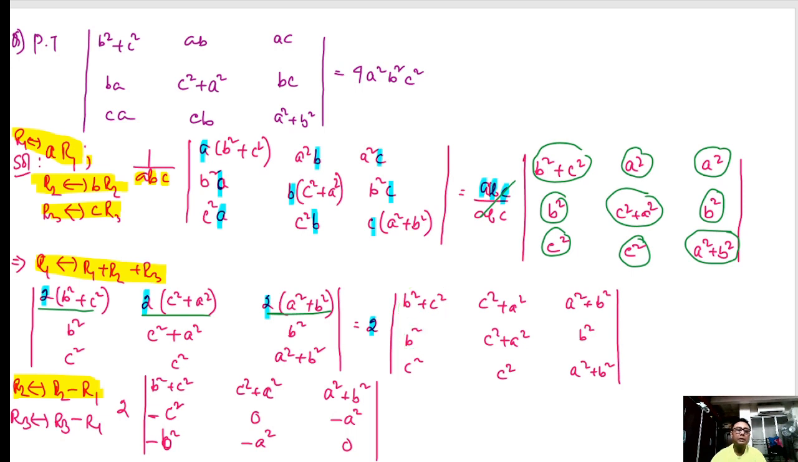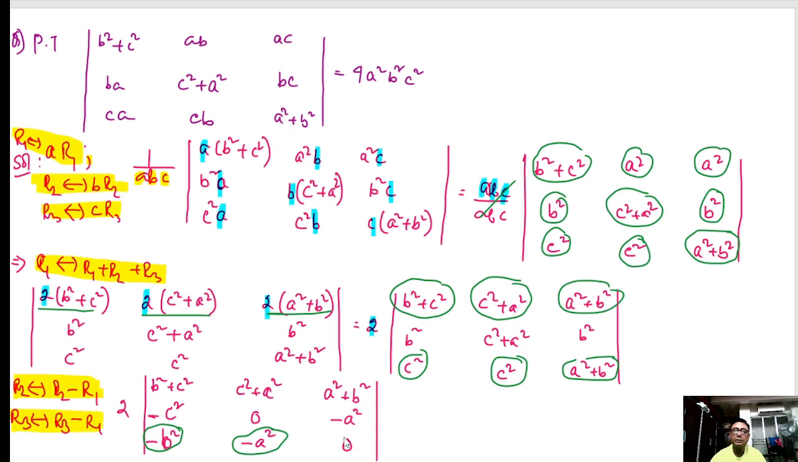Similarly, let's do R3 minus R1 and keep it in R3. So this is R3 minus R1. Okay, so till here we got this.